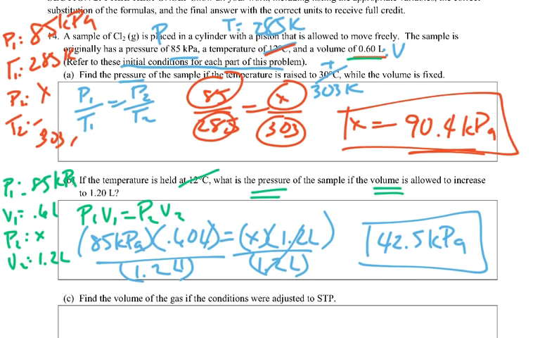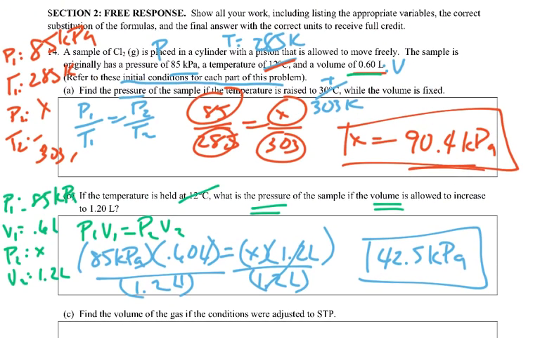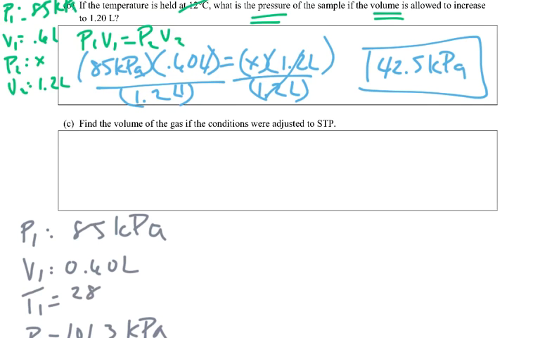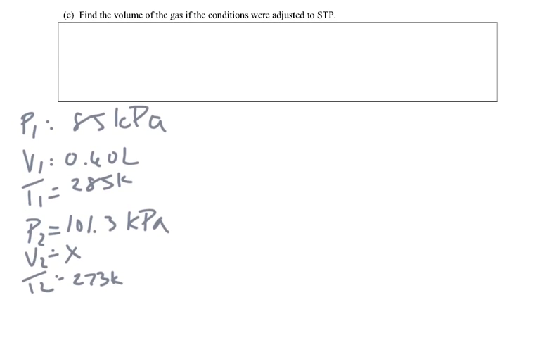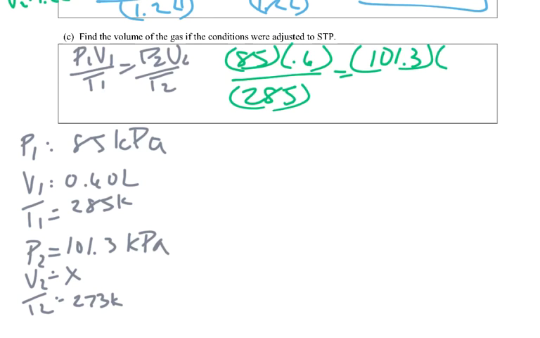Now we have to go back and get our original conditions. Originally the volume was 0.6 liters, the pressure was 85 kilopascals, and the temperature was, what did we say that was? 285 Kelvin. So all we have to do here is P1 V1 over T1 equals P2 V2 over T2. We're going to substitute in our values. So 85, I'm going to leave off my units to save space, times 0.6 over 285 is equal to 101.3 times x over 273.